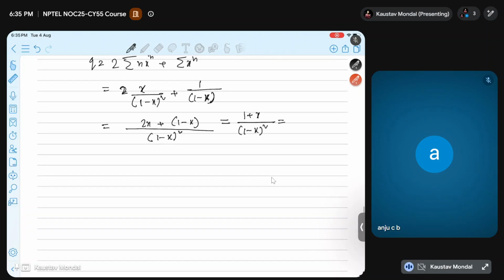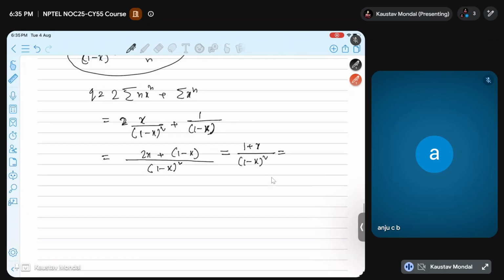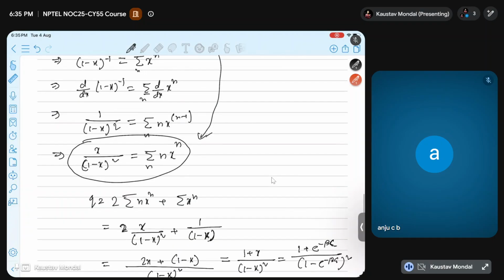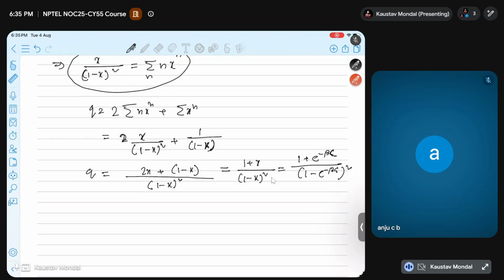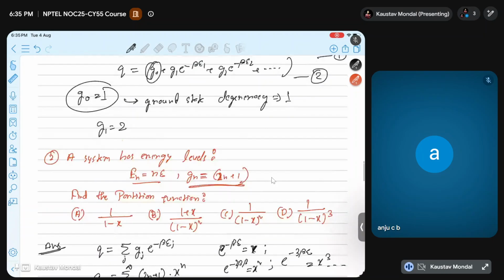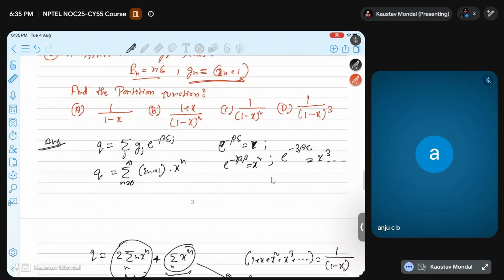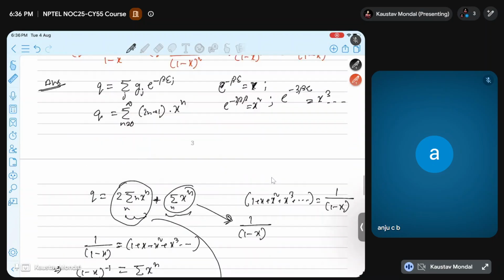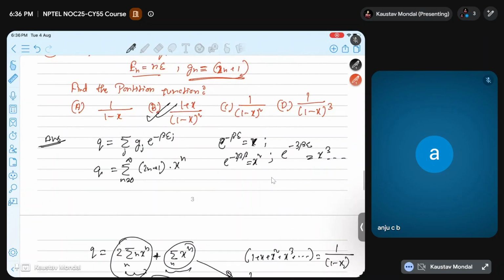Since x is nothing but e to the power minus beta epsilon, just substitute that thing here. So you will get 1 plus e to the power minus beta epsilon divided by 1 minus e to the power minus beta epsilon whole square. So this would be our result. This matches with option B.